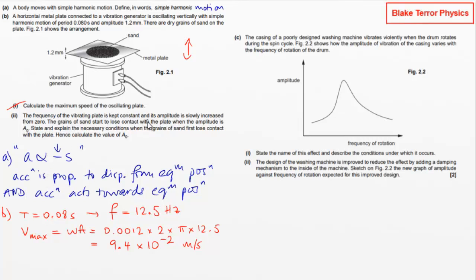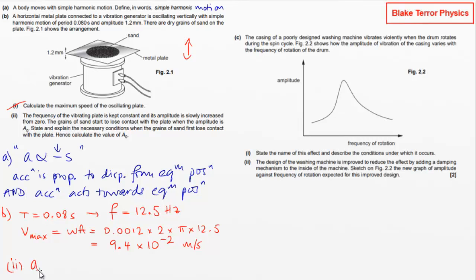So next bit: frequency of the vibrating plate is kept constant. Its amplitude is slowly increased from 0. Grains of sand start to lose contact with the plate when its amplitude is A0. State and explain the necessary conditions of the grains of sand when they first lose contact with the plate. Okay, so when are we first going to get the grains losing contact with the plate?